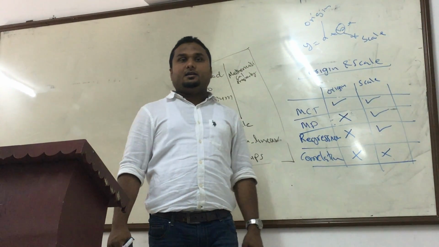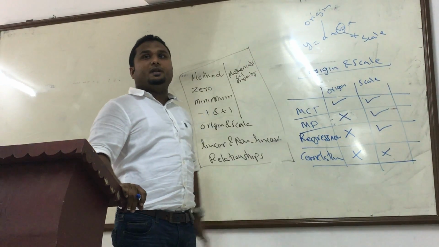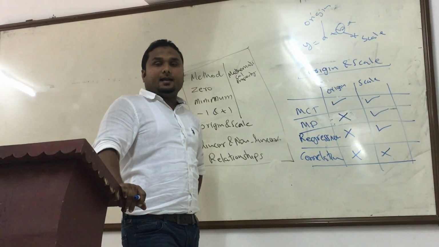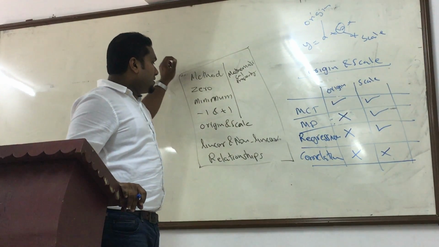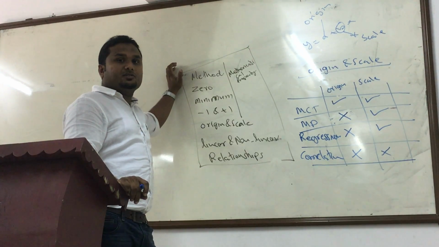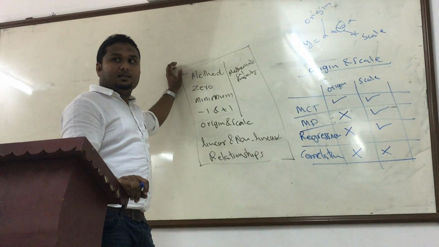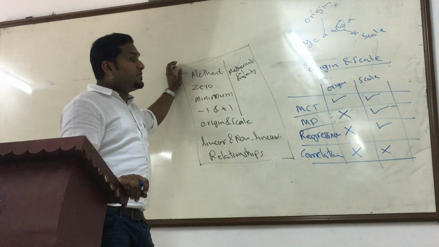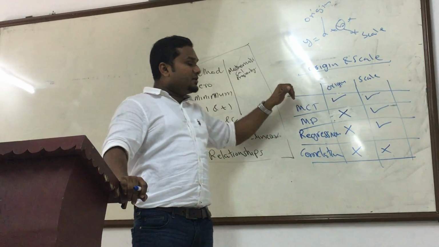Understood? Clear? Now, one more question. Mode is dependent on: Option A, origin. Option B, scale. Option C, both. Option D, none. What is the answer? Mode is affected by origin and scale. Understood? In this format, you can do this question.